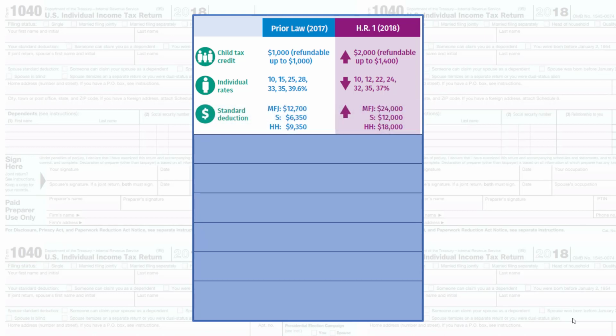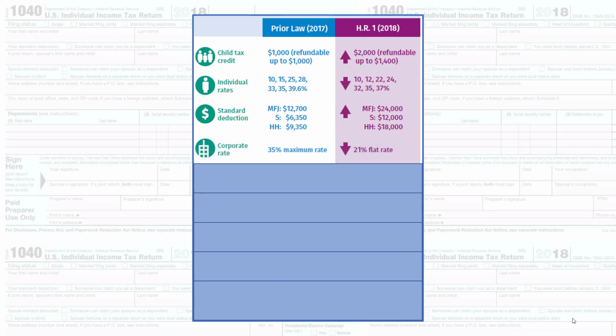The standard deduction has almost doubled. Married filing joint in 2017 was $12,700, and has gone up to $24,000 for 2018. The single standard deduction was $6,350 in 2017, and has gone up to $12,000. The head of household standard deduction was $9,350 in 2017, and has almost doubled to $18,000 for 2018.